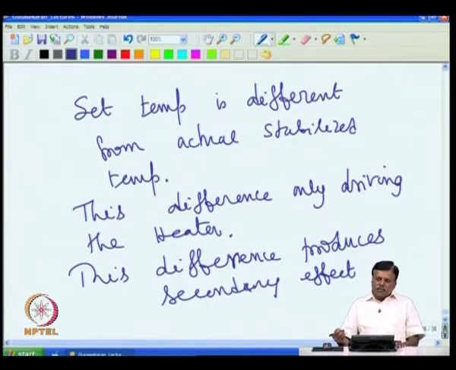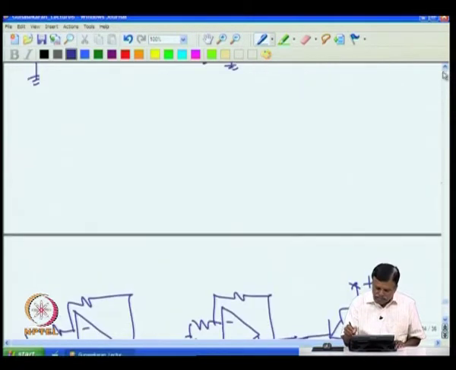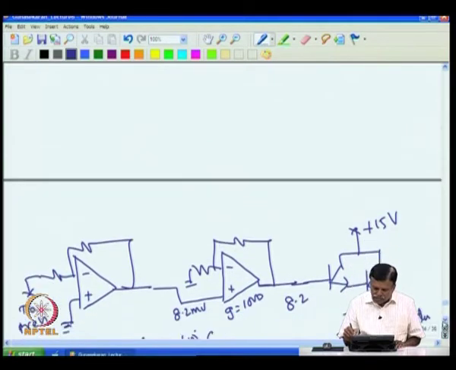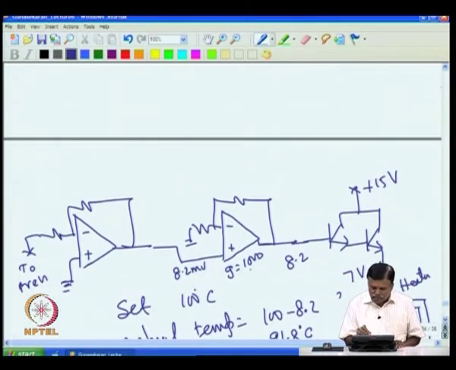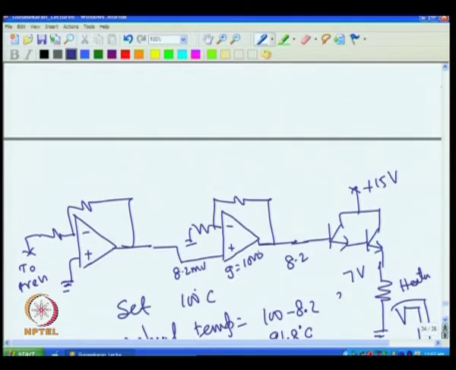The net result is we are not getting the temperature that we wanted. If we want 100 degree C, then the oven is going to stabilize away from the set value of 100 degree C. Of course, you may say that I increase the gain, then the error will come down. For example, instead of 1000 gain, I put 10,000 gain, then to get the same 8.2 volt, I need only 0.8 millivolt here. If the oven needs 7 volt to stabilize at 100 degree C, then I need 8.2 volt here. To get 8.2 volt, I need only 0.82 millivolt if the gain is 10,000. So, I can increase the gain to make the oven go very close to the set value.